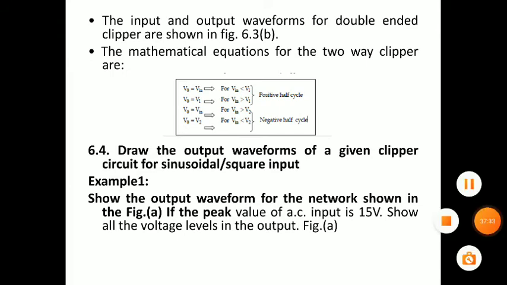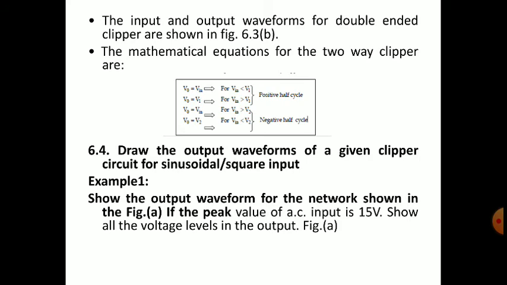Now the next topic is to draw the output waveforms of a given clipper circuit for sinusoidal or square input. This is the problematic part of this theory topic. We have learned about the unbiased series clipper and unbiased shunt clipper, either positive or negative. And we have seen the biased series clipper and biased shunt clipper, either positive or negative. And we have also seen the two level clippers.